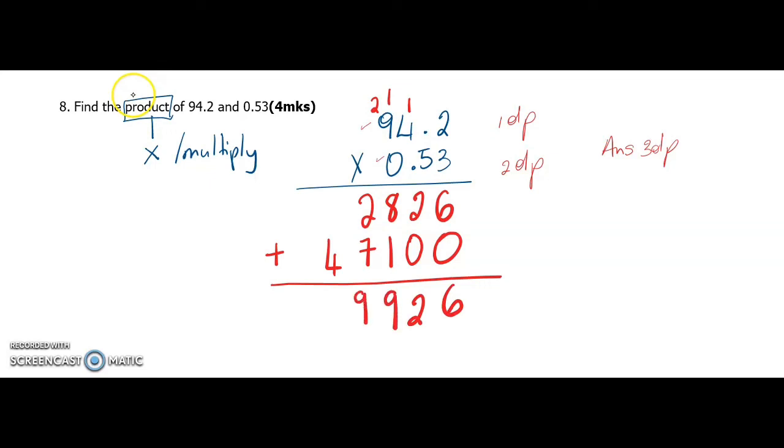2, that is 9. There's nothing to add with 4, so we get 4 here. Remember that our answer will have 3 decimal places. So let us count from here. That is 1, 2, 3. So this is where the decimal point would be. So the answer for this question is 49.926. You don't need to multiply by the 0 here, because remember, you would just get back 0.